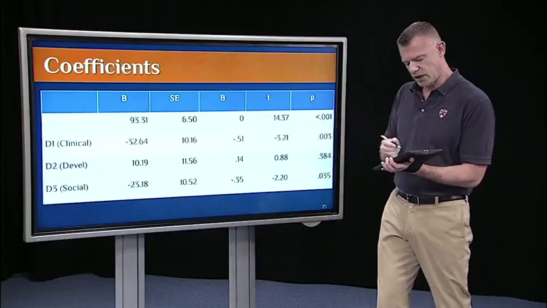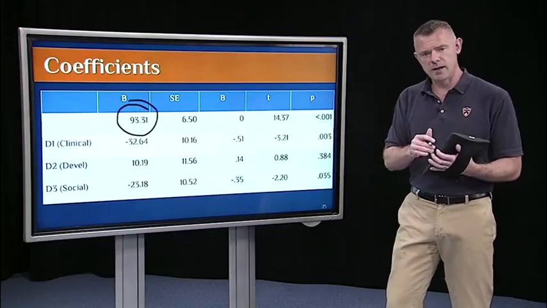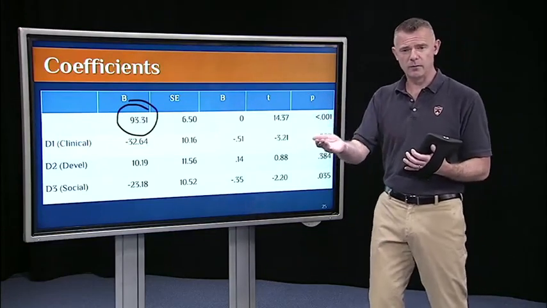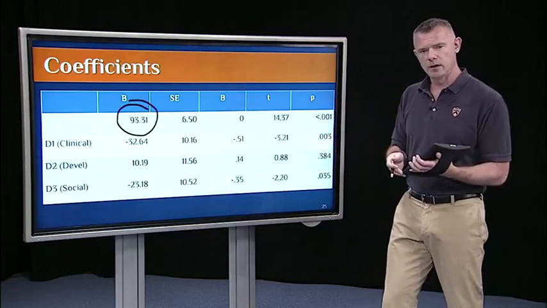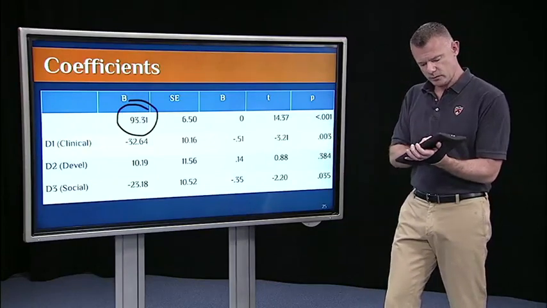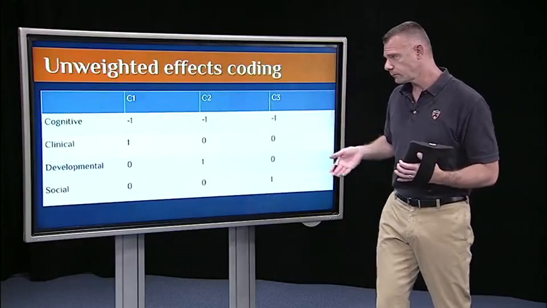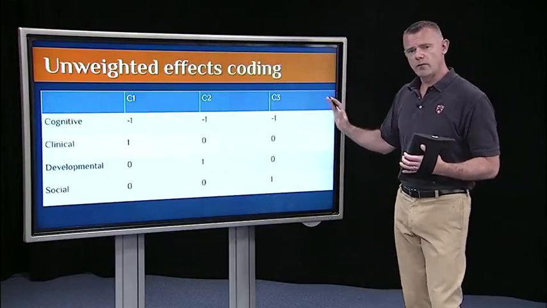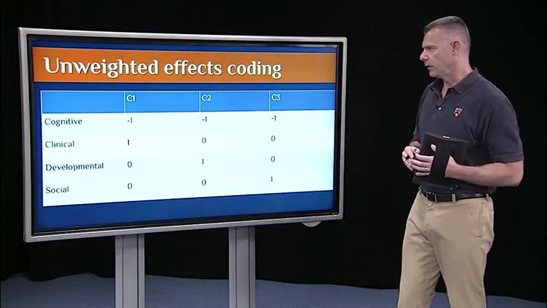You might also want to change it so that this number is not the predicted score for cognitive, but just the predicted score for all professors across all groups. If you want to do that kind of coding, it's called effects coding. The first effects coding I'm going to show you is unweighted, and then I'll do a weighted effects coding.